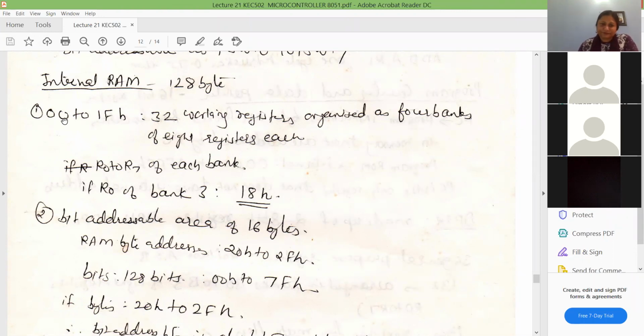Understood? If I write 18 hex address, that means it is R0 of bank 3. Because 00 to 07 will go for bank 0, 08 to 0F will go for bank 1, and then 18 will be for bank 3. Is it clear?